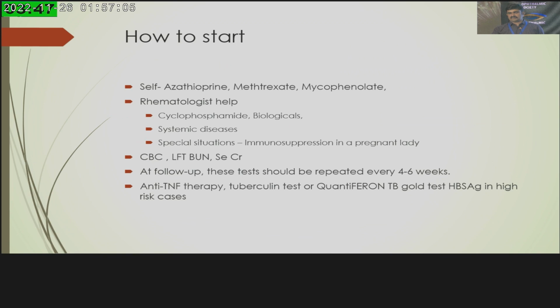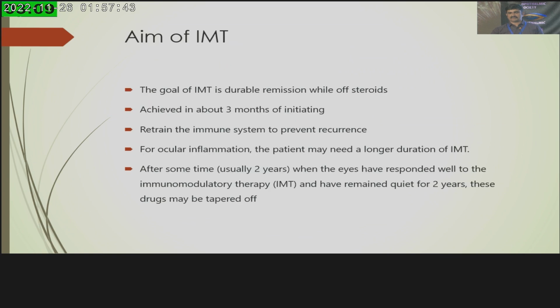So how do you start? In a standalone eye hospital, it's very difficult. So after a lot of experience, most of the time I do it myself for these soft drugs, that's azathioprine, methotrexate, mycophenolate. But it's always better to involve the rheumatologist, especially if you have to go for higher drugs, or if the patient's disease has a systemic component, then the rheumatologist should always be involved. Also in special situations where the patient is pregnant. The baseline investigations are complete blood count, liver and renal function. At follow-up these tests have to be repeated at 4 to 6 week intervals, and anti-TNF therapy is very notorious for reactivation of TB, so tuberculin and QuantiFERON have to be done in these cases.